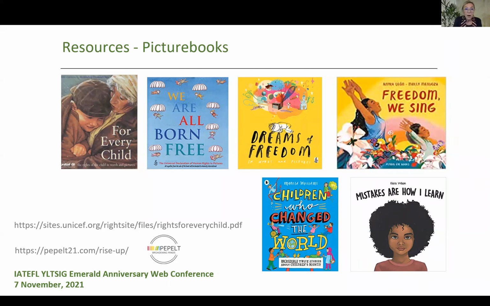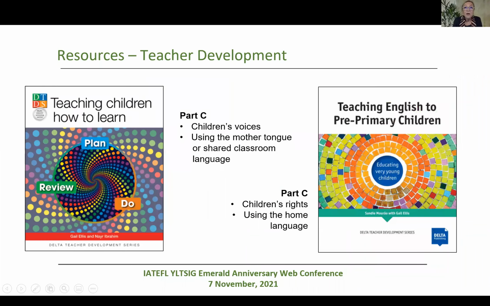So the final part of the resources then are resources that focus on teacher development. You can use these resources either with student teachers or for in-service teacher development. They come from 2 books published by Delta Publishing, Teaching Children How to Learn, that I co-authored with Nair Ibrahim. And in part C, you have reflective activities which invite teachers to reflect on children's voices, and Article 12 of the Convention, and Article 30, using the mother tongue or shared classroom language.